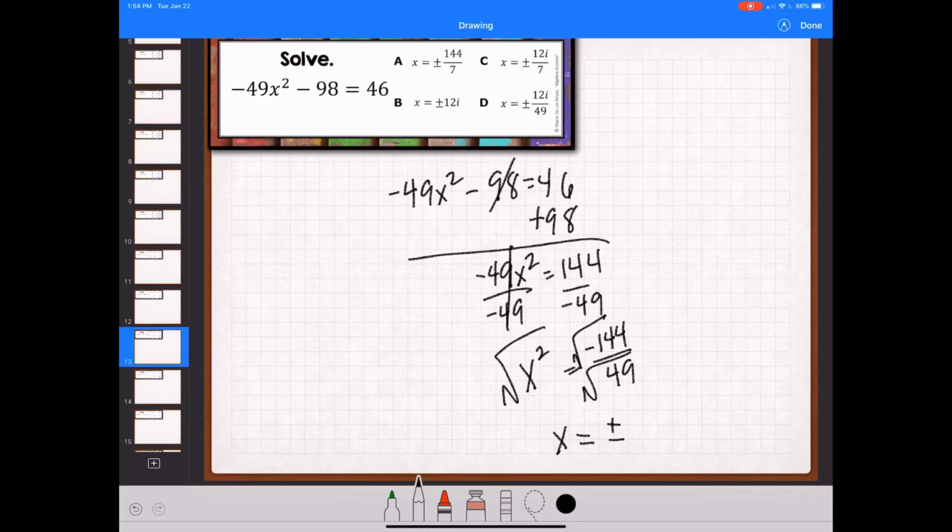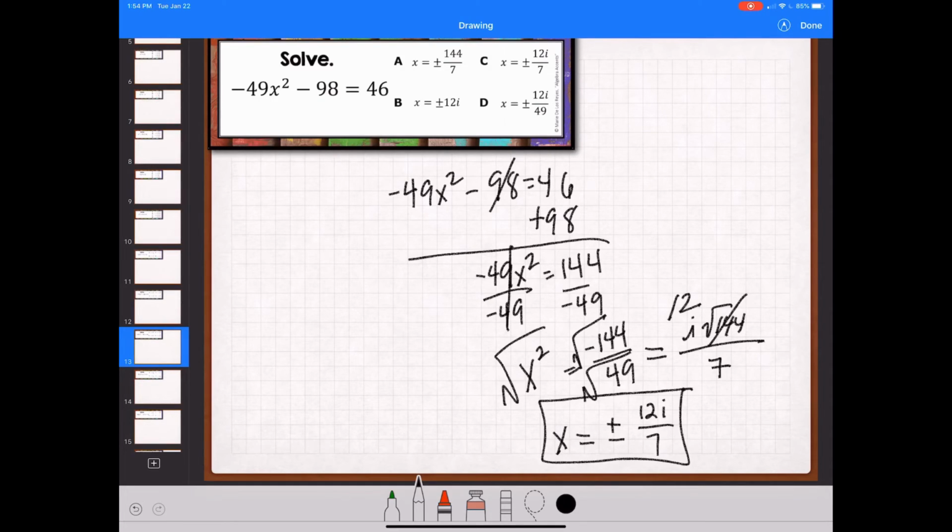Okay, so the numerator is the square root of negative 144. So that's really an i. Square root of 144 is really 12. So my numerator is really 12i. My denominator, square root of 49, is really 7. So what that gives me is 12i over 7, positive and negative.